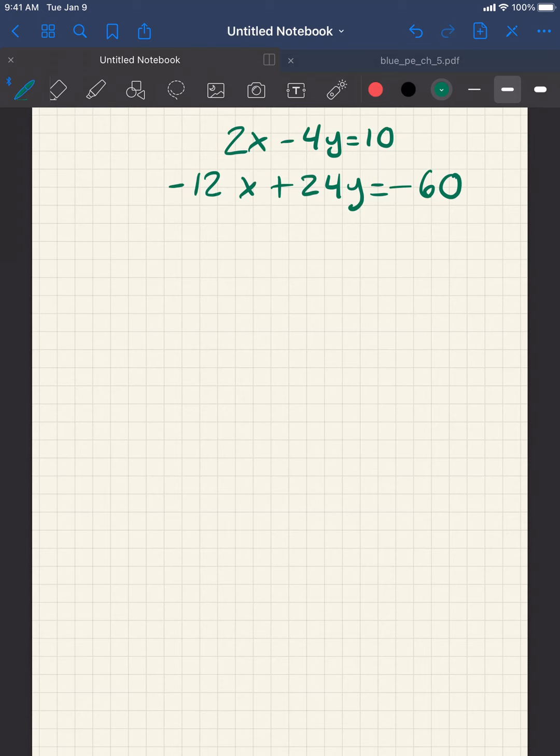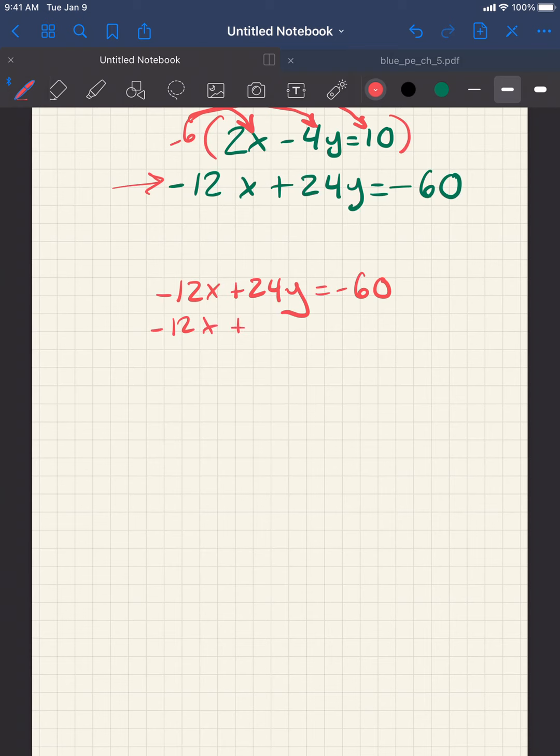I could multiply this whole top row by negative 6. If I multiply this whole top row by negative 6, my new equation would be negative 12x plus 24y. Remember, I'm doing the distributive property. And then this would be negative 6 times 10, which would be negative 60. I could do it this way, because now look, I'm going to rewrite my second equation below. So it's going to be negative 12x plus 24y equals negative 60.